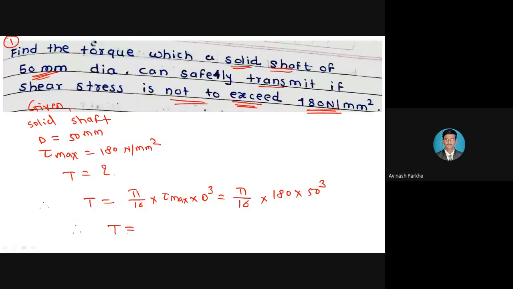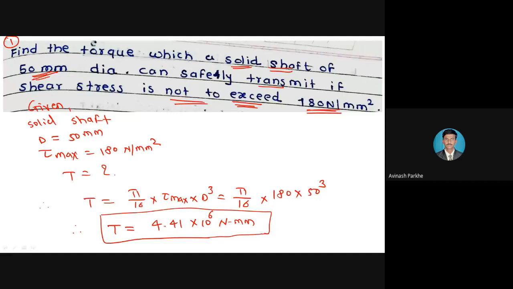What will be the torque? 4.41 into 10 raised to 6. Yes, 4.41 into 10 raised to 6 Newton mm. Unit is very important. 4.41 into 10 raised to 6 Newton mm. Very simple formula is there. Very simple numerical is there.